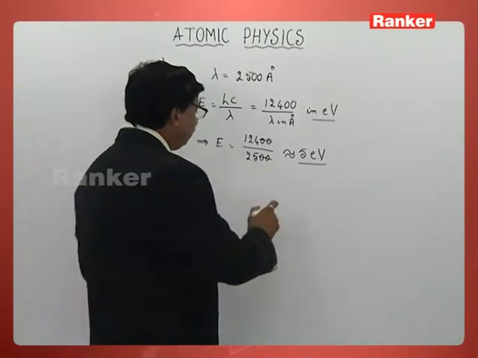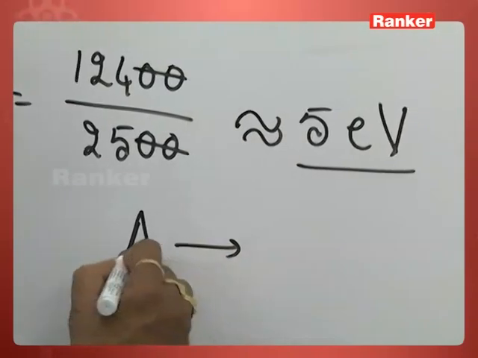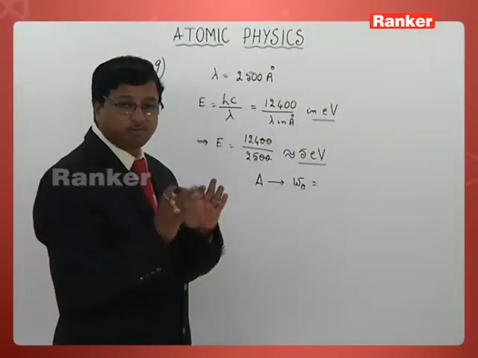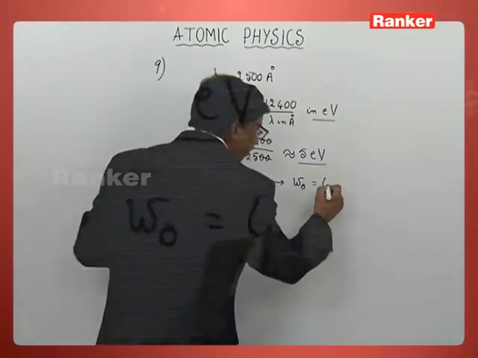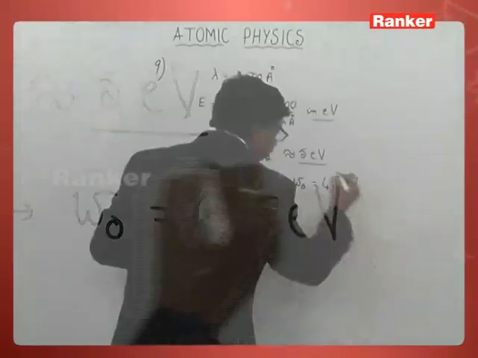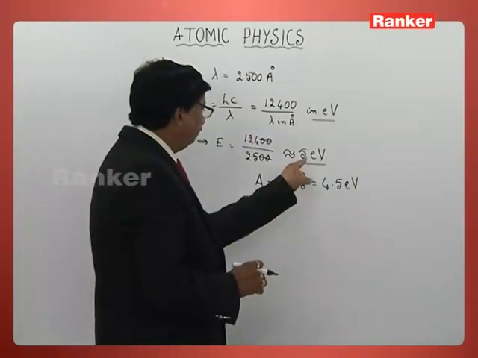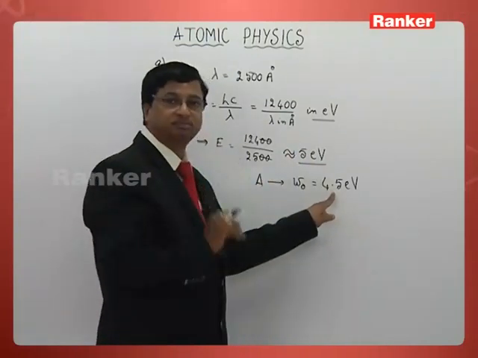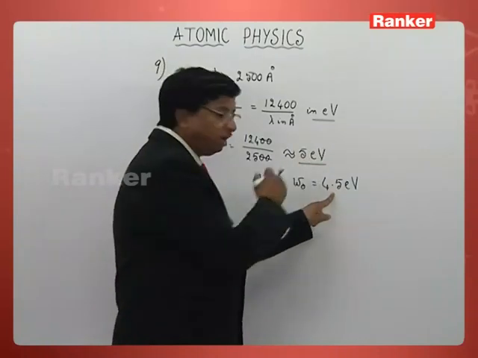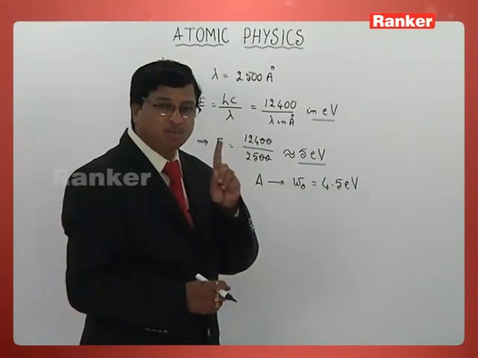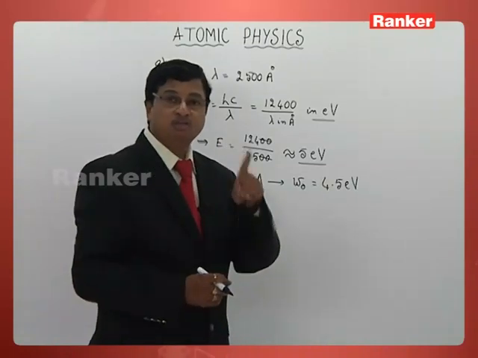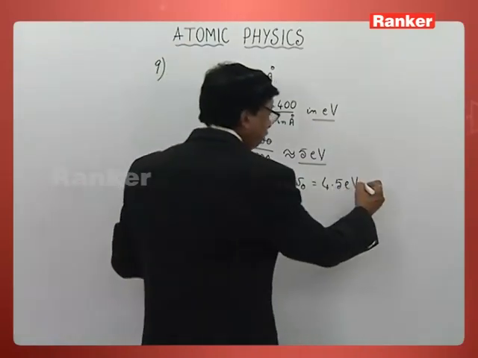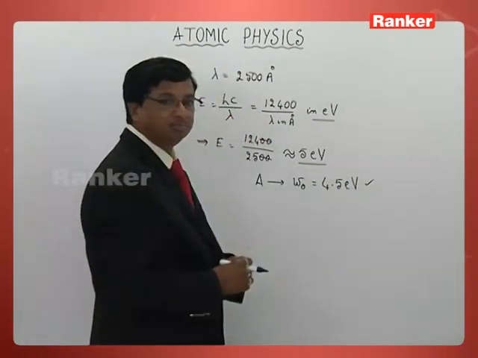Now, you see, for the first metal A, what is the work function given? It's 4.5 electron volt. Now you can see the energy of the incident photon is greater than its work function. The moment it is greater than its work function, surely photoelectric emission takes place. That means photoelectrons are emitted from the first metal.